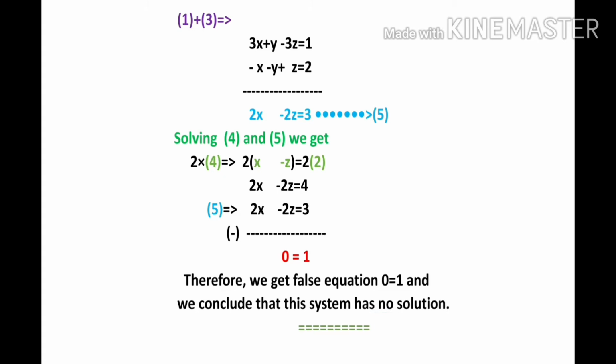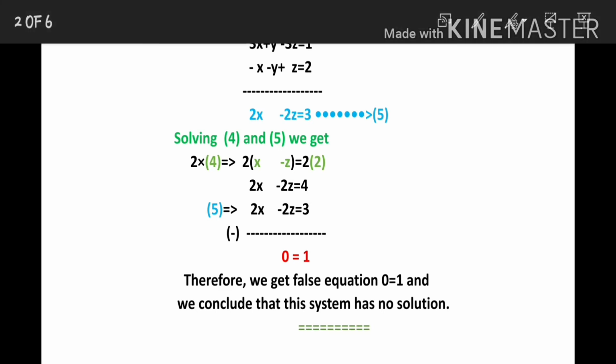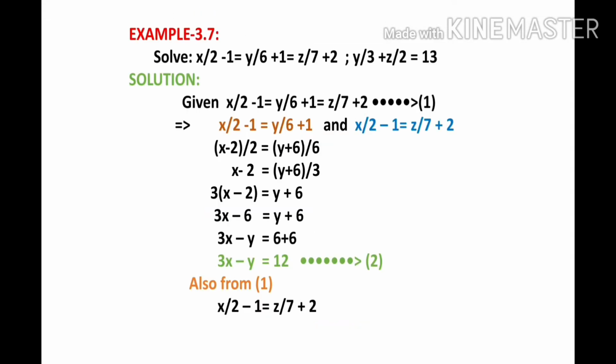Now we pass on to the next problem. Example 3.7. Solve x by 2 minus 1 is equal to y by 6 plus 1 is equal to z by 7 plus 2. Then second equation, y by 3 plus z by 2 is equal to 13.